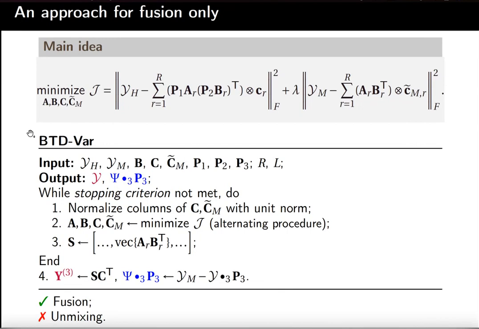I introduced the first algorithm that is called BTD-Var, and that consists in updating the low-rank factors in an alternating fashion. There is also a normalization step of the factors in the spectral dimension to avoid convergence issues. And finally, using the block term decomposition model and the variability assumptions that we made before, we can reconstruct the super-resolution image and a degraded version of the variability tensor. However, because no non-negativity constraints were enforced, this approach was suited for fusion only, but not unmixing.